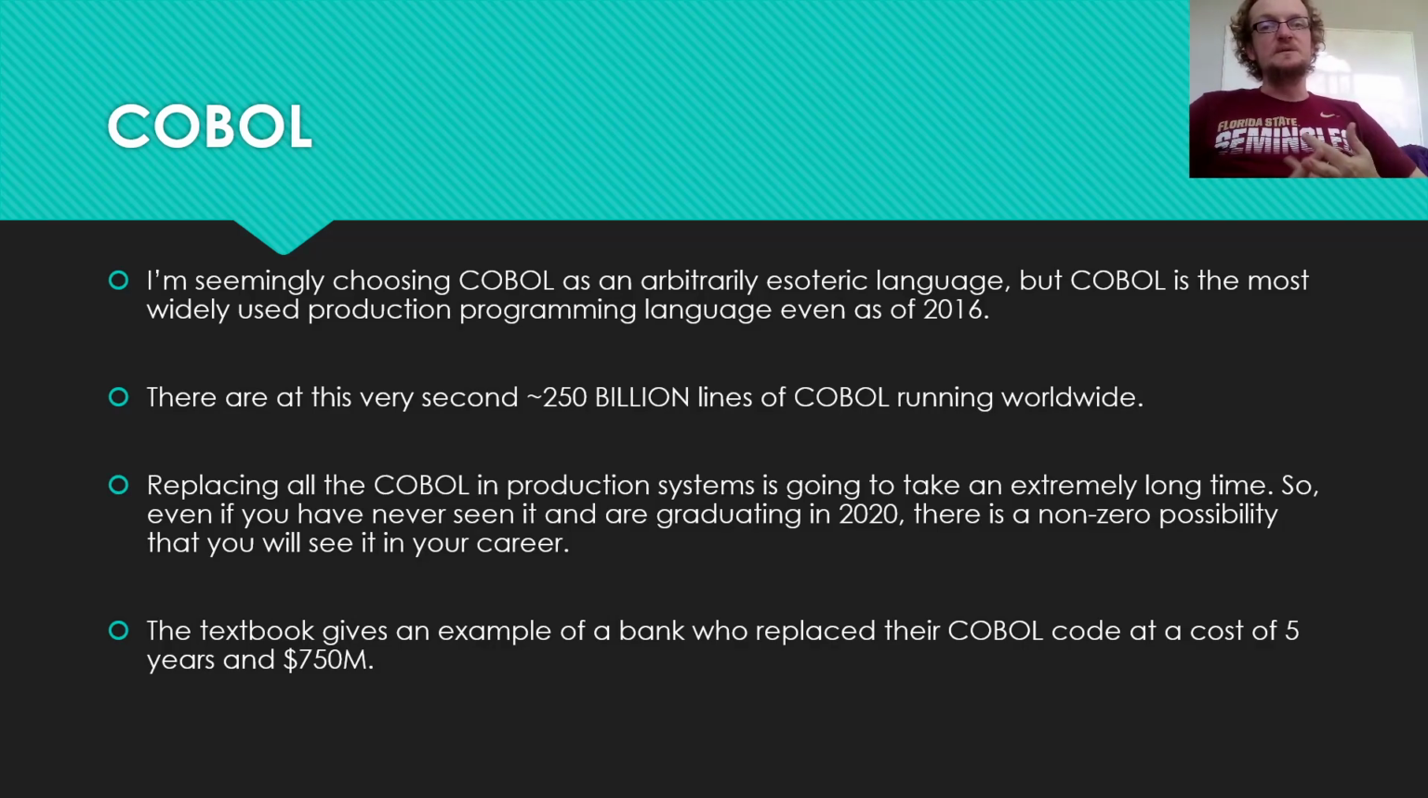And so the example that the textbook ends their discussion with is a bank that tried to replace their COBOL code base with a C++ object-oriented system, and it cost them 5 years and almost $1 billion, so $750 million. That is a tremendous amount of money, even for a bank. And so in order to make a decision that large, you know that something has to highly motivate the bank. So you have to, as a software company, come in with a very good reason about why you want to replace their whole COBOL stack with something more modern.